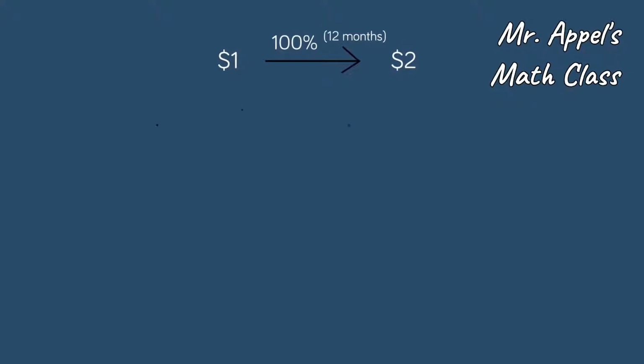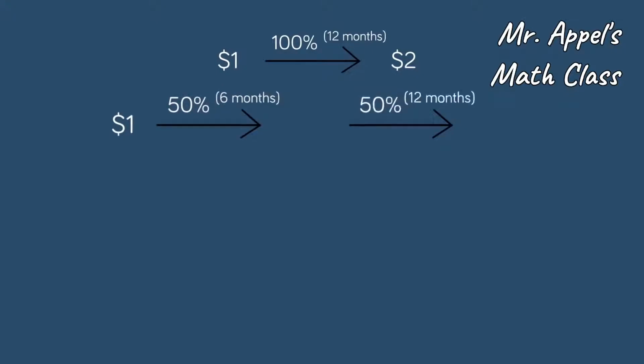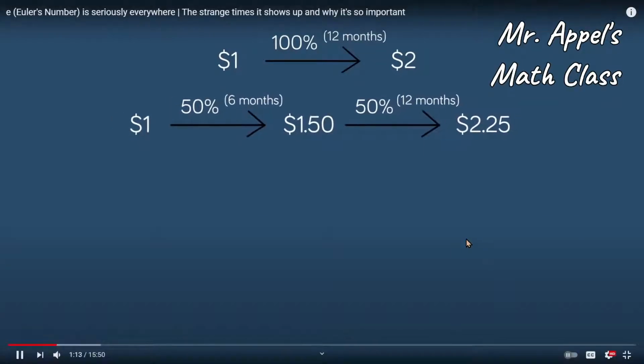If instead it compounds twice per year, then that means you get 50% after 6 months and another 50% after 6 more months. So after that first 6 months, you'd have $1.50, and after another 6 months, you'd get 50% of that, which would leave you with $2.25, a little more than before.